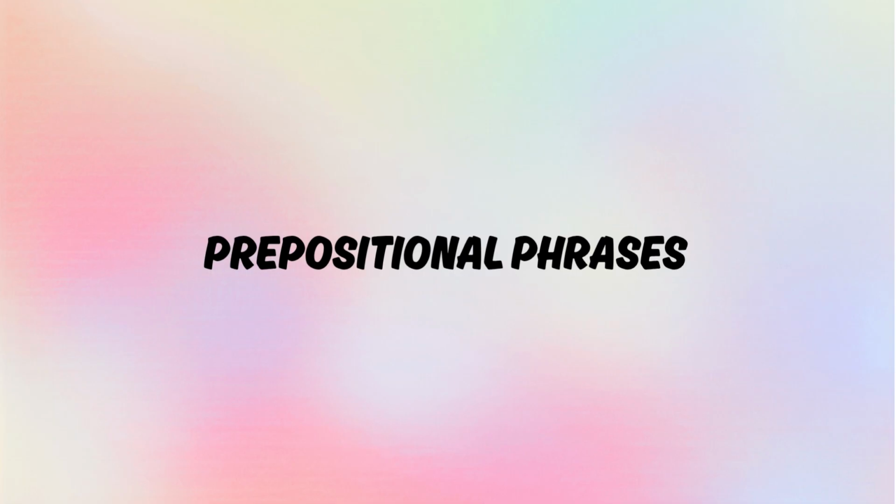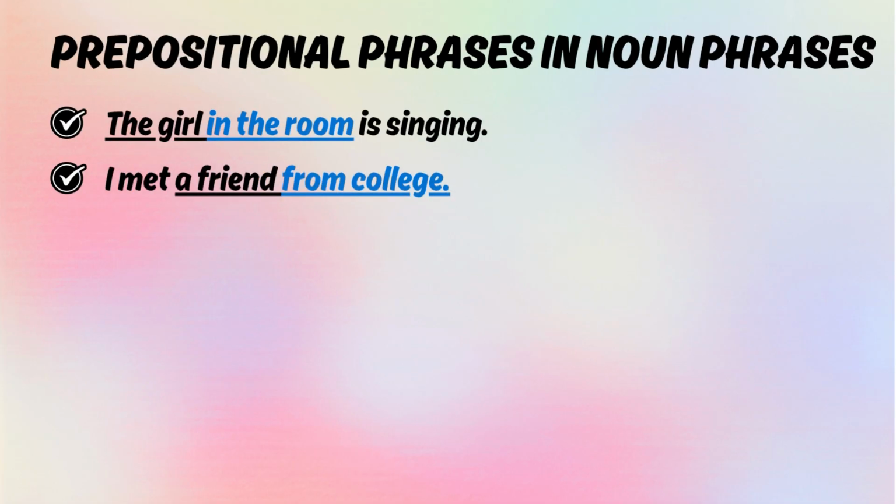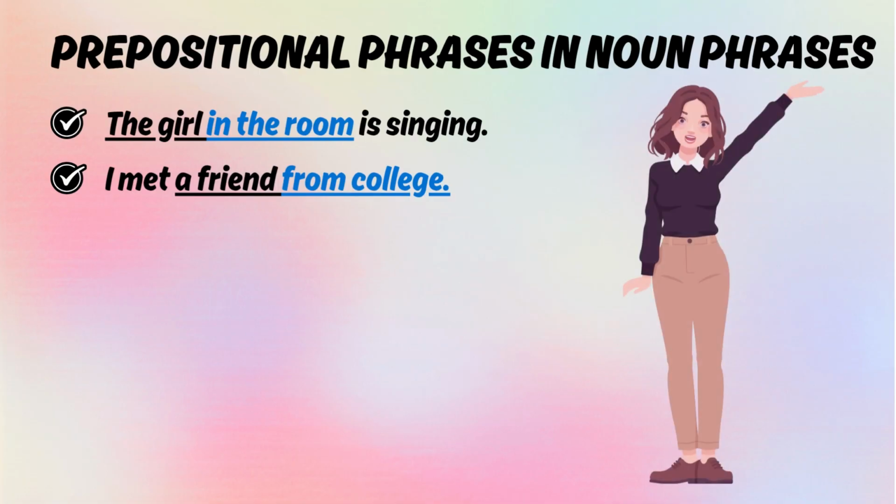Number 1. Prepositional phrases. These start with a preposition and tell us where, when, or which one. For example, the girl in the room. Here, in the room is a post-modifier helping us understand which girl.